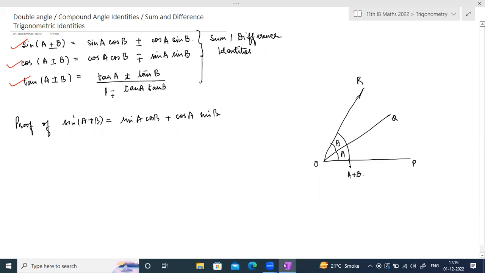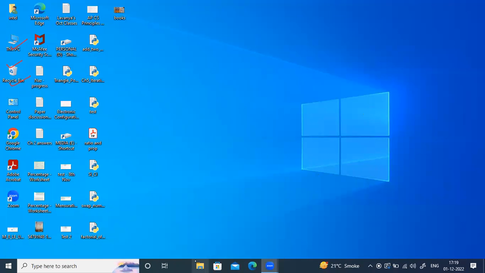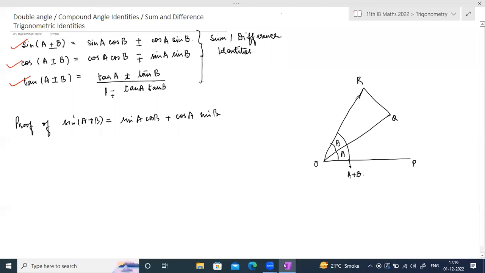And from R we draw a perpendicular to OQ. This angle is 90 degrees. So which angle is 90 degrees? This angle. We have drawn a perpendicular from R to the line OQ, right? And we will also draw vertical perpendiculars from R and Q respectively to OP. And let's draw a horizontal line from Q.